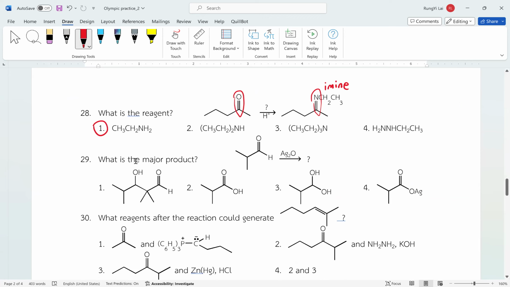So next one is what is the major product when an aldehyde reacts with silver oxide. This one will undergo an oxidation reaction. That means it's going to convert it into a carboxylic acid, because the aldehyde group will be oxidized.